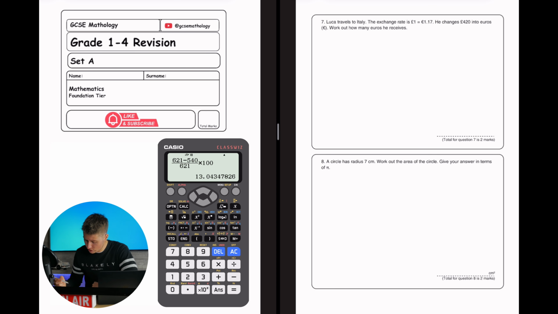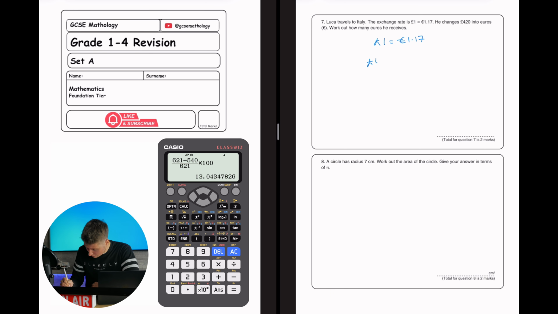Question 7 says Luca travels to Italy. The exchange rate is £1, which is equal to €1.17. He changes 420 pounds into euros, work out how many euros he receives. So the exchange rate is £1, which is equal to €1.17.